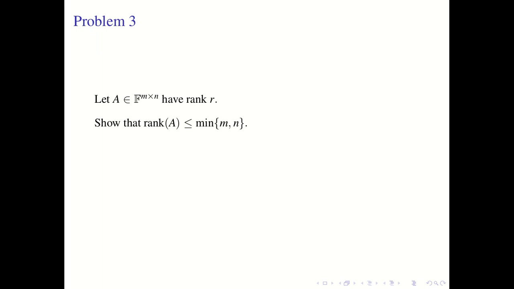Suppose you have a matrix A which is of order m by n and it has rank r. Then show that rank of A, that means r, is less than or equal to the minimum of m and n. Rank of A is the number of pivots in RREF. Now in each row there can be at most one pivot, and in each column also there can be at most one pivot.